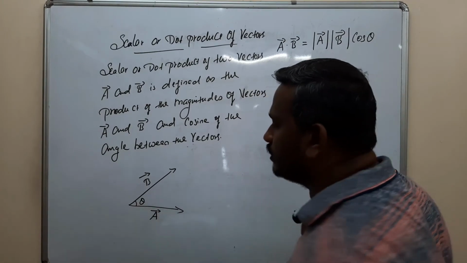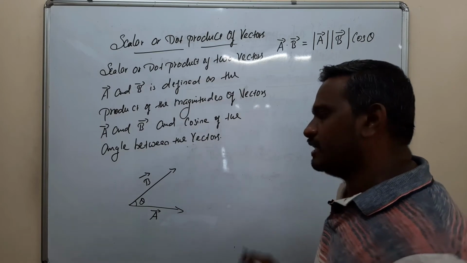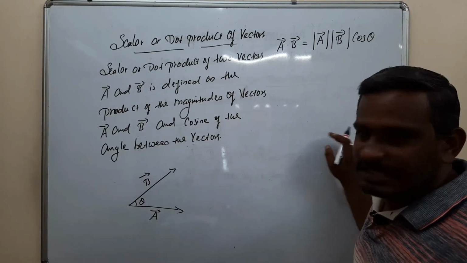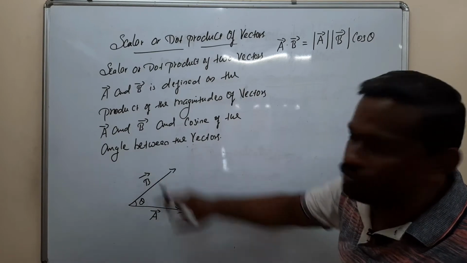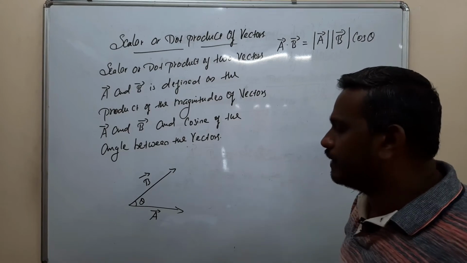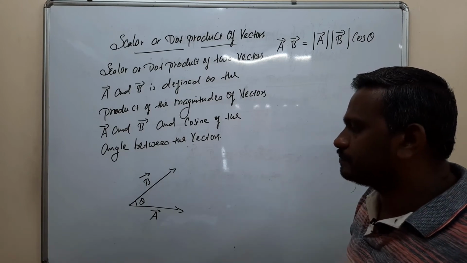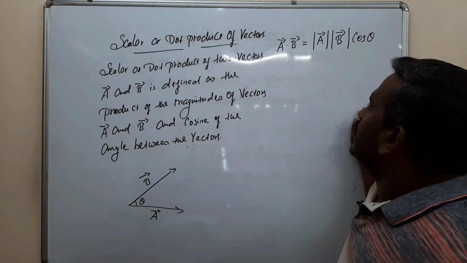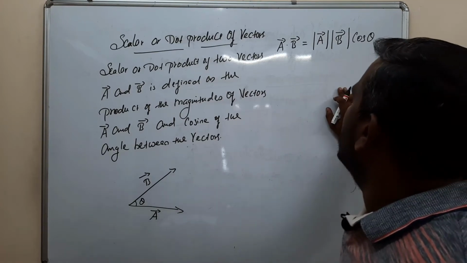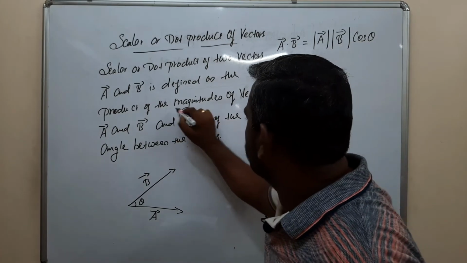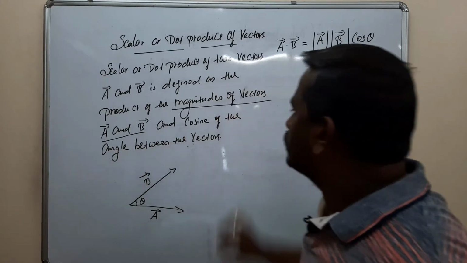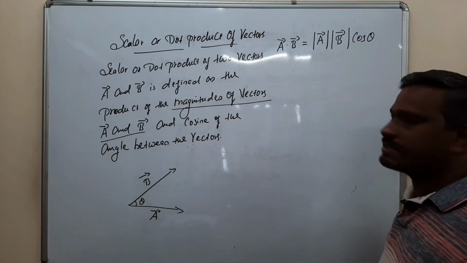So what is the angle between the two vectors? That is theta. For A vector dot B vector, theta is measured from A vector to B vector, in the anti-clockwise direction. That is very, very important. So A vector dot B vector is equal to modulus of A vector, modulus of B vector, that is the magnitudes of the vectors A vector and B vector, and cosine of the angle between the vectors.